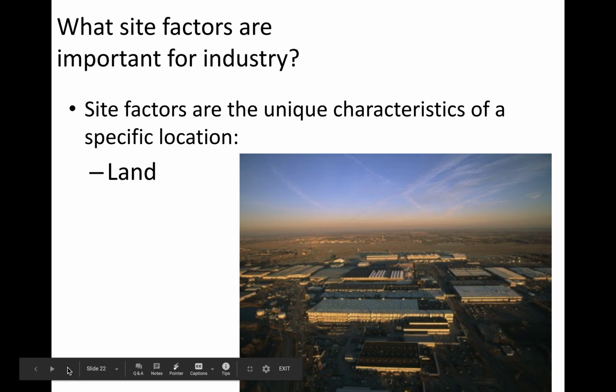Other site factors, we look at land, labor, and capital. Land, unique land. So when we talk about unique land, we're looking at site factors. Labor is going to be where cheap labor is, and capital is going to be where you have advanced tools or technology.